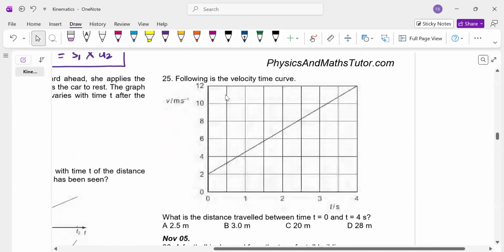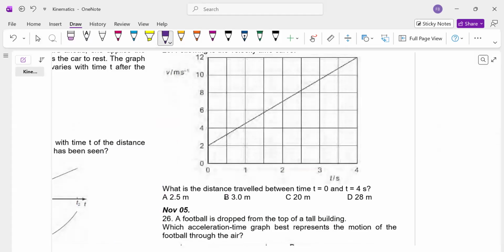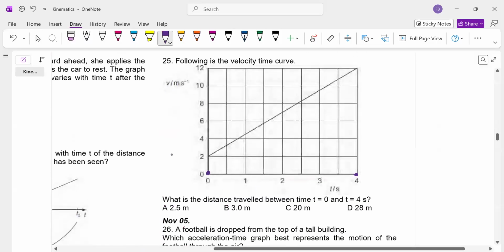Following is the velocity time curve. What is the distance traveled between time zero and time four? The distance between time 0 and time 4 is the area under the graph. Area under the graph: 2 times 4 plus, wait, I'll do it once.